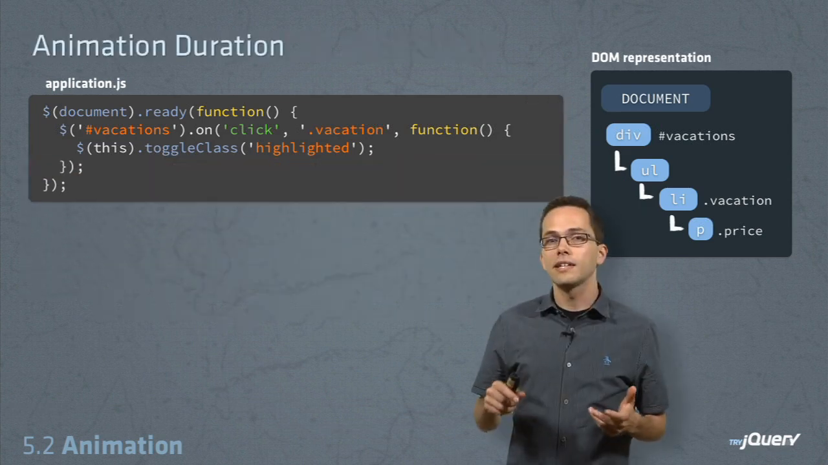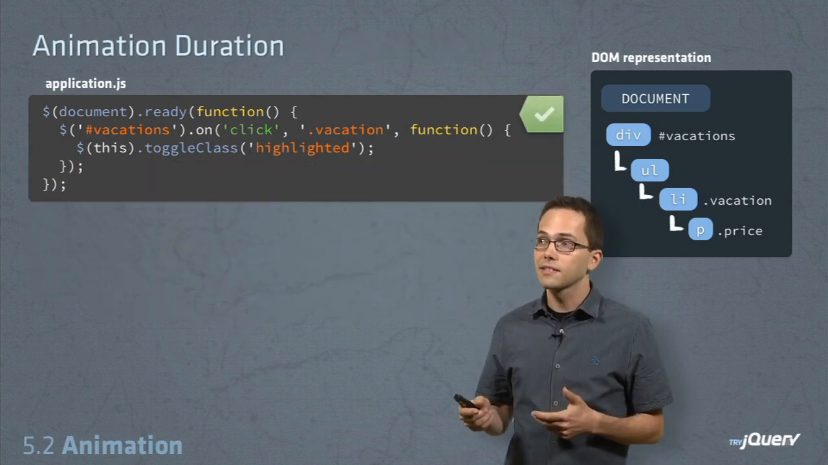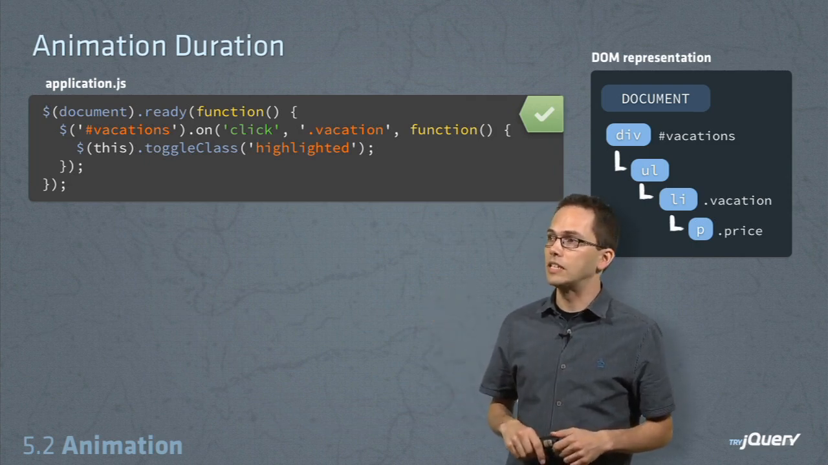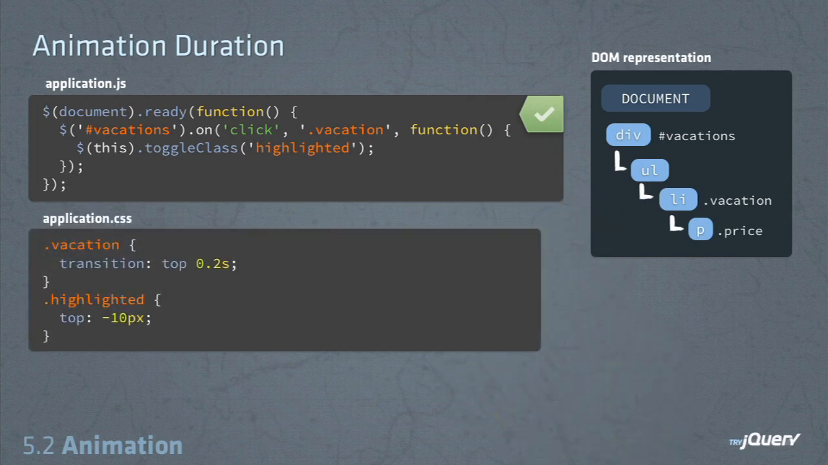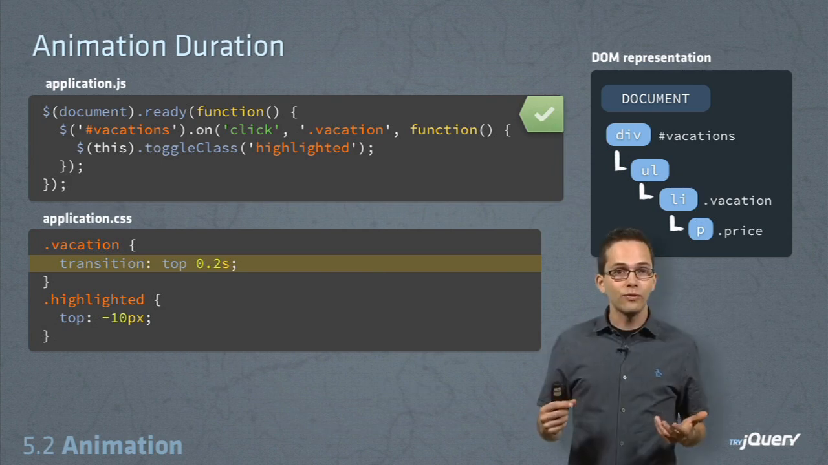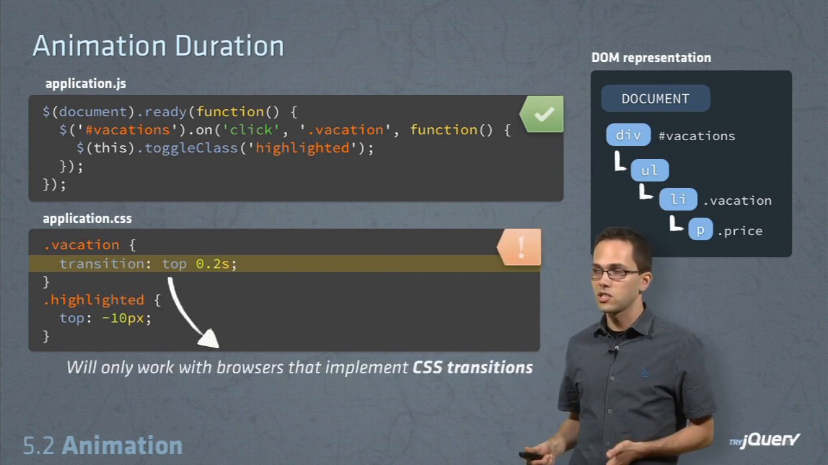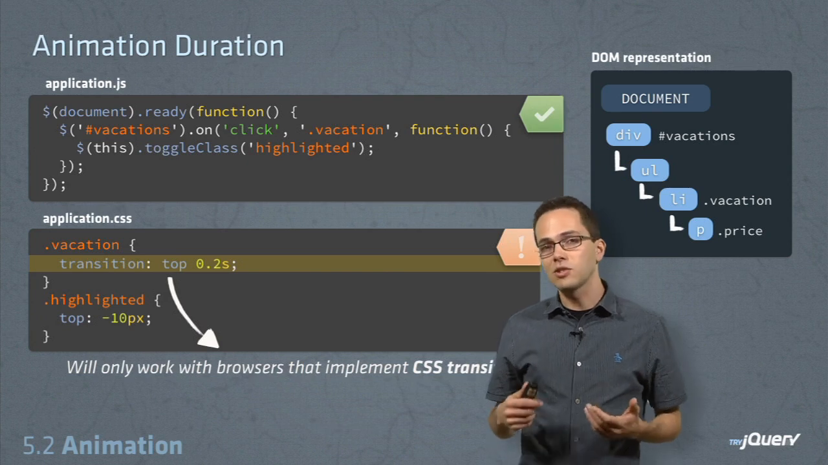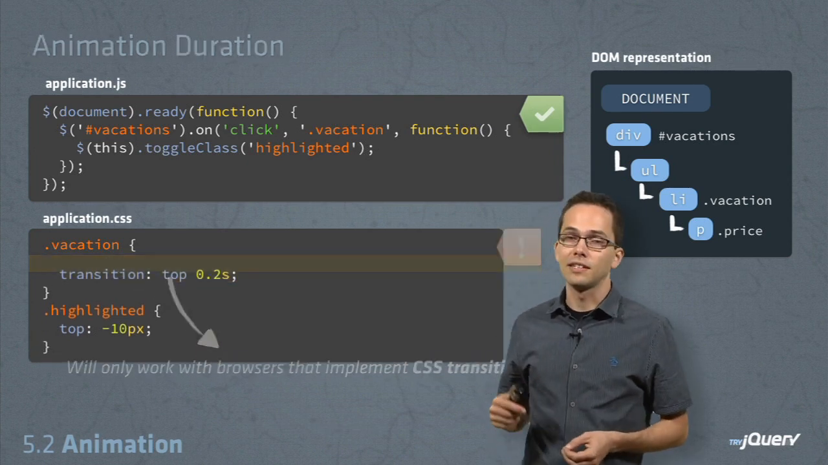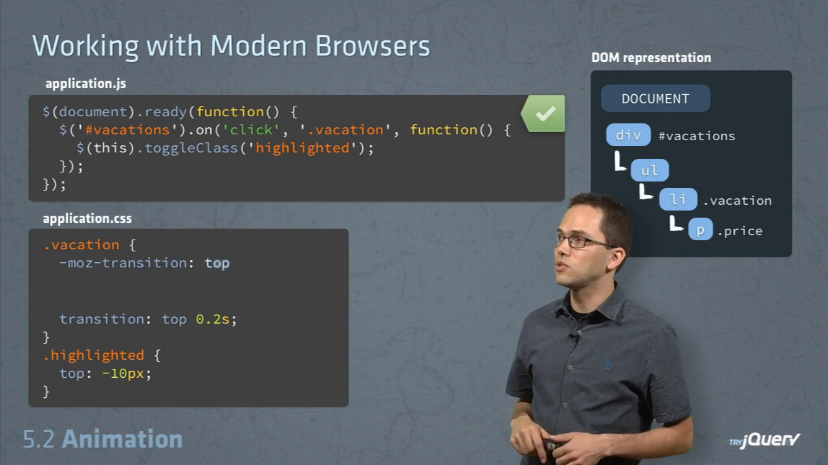It turns out we can do this animation in CSS by specifying a transition like you see here. So we're specifying here that if the top element is changed, it should transition in 0.2 seconds. Then when we add the highlighted class, we're specifying the top is -10 pixels, which will cause that animation to happen. You've got to be careful when using this, however, because it's only going to work with browsers that support CSS transitions. One way we can support additional browsers is by specifying the browser prefixes as you see here.